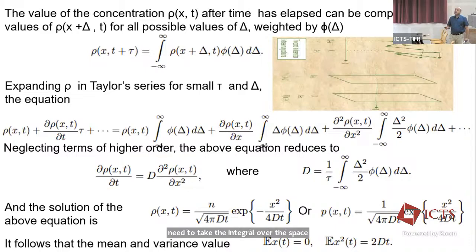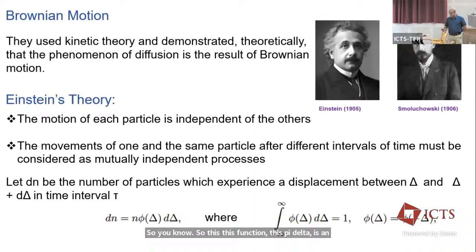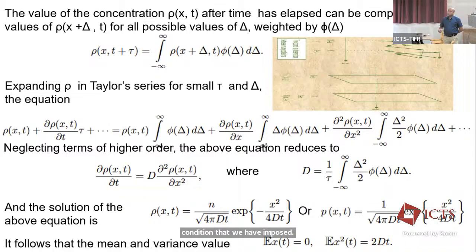Now we can do the Taylor expansion on both sides. After expansion on the left-hand side, you can take up to this one, and on the right-hand side you can also expand with respect to this delta. Ultimately you will be getting this one. This function phi delta is an even function; we have already shown this. This is a condition that we have imposed. So this term will be zero, whereas this one will exist, and this one also exists. We are neglecting all the higher order terms.